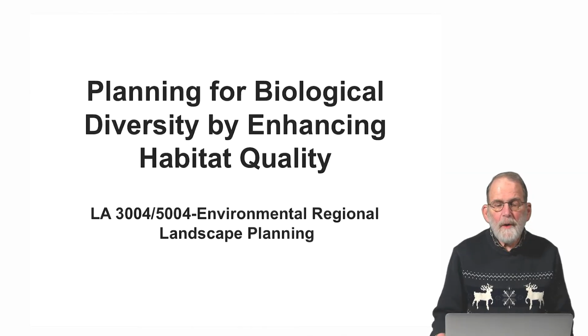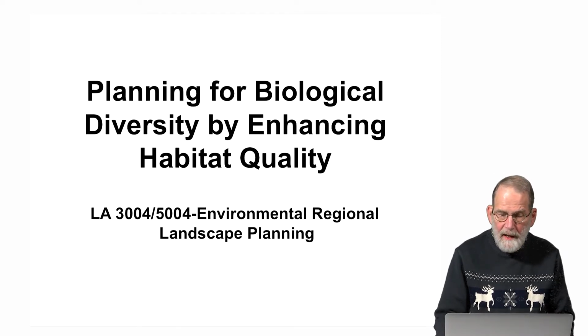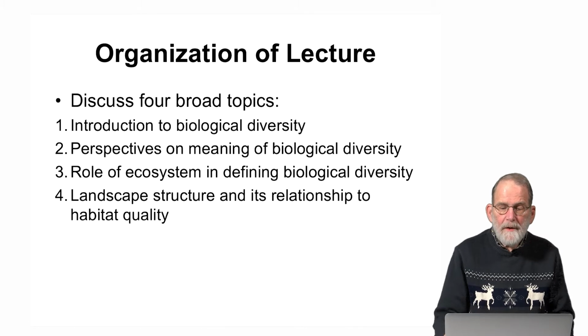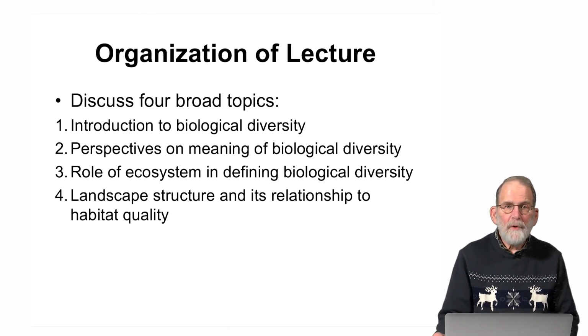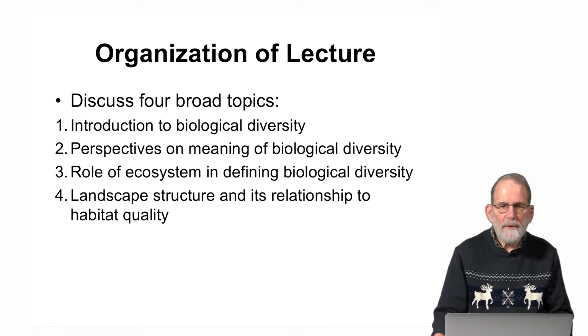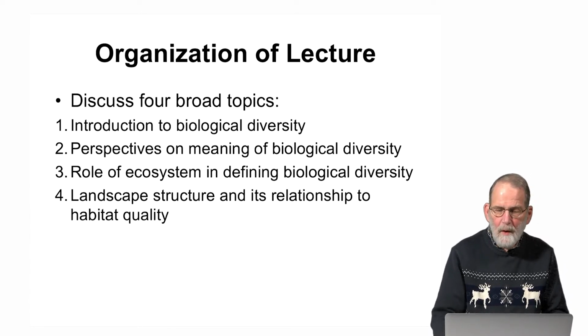In today's lecture, I want to talk about planning for biological diversity by enhancing habitat quality. In this lecture, I want to talk about four broad topics. First of all is an introduction to biological diversity. Secondly is looking at different theoretical perspectives on the meaning of biological diversity. Thirdly, I want to look at the role of ecosystem in defining biological diversity. And finally, I want to focus on landscape structure and its relationship to habitat quality.